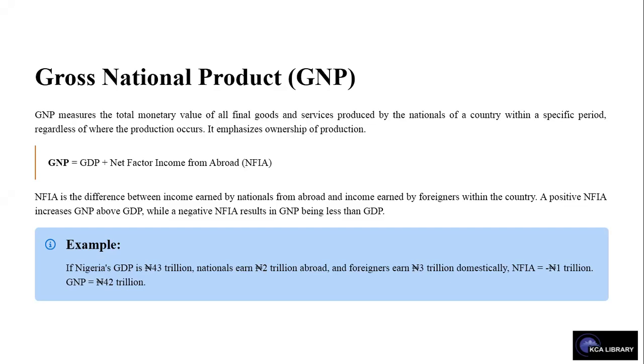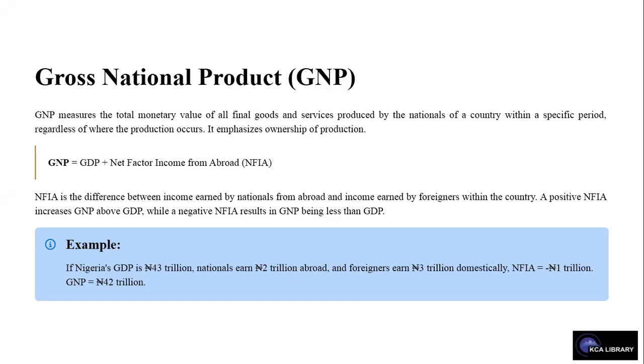And when we talk about net factor income from abroad, it is the difference between income earned by nationals from abroad and income earned by foreigners within the country. And when you have a positive NFIA, the GNP increases above GDP. While when there is negative NFIA, you have the GNP less than the GDP.